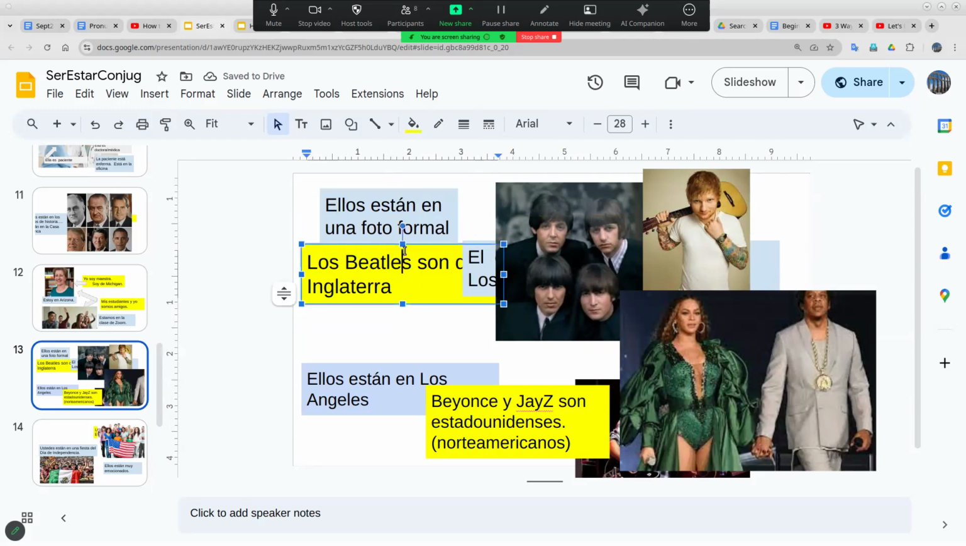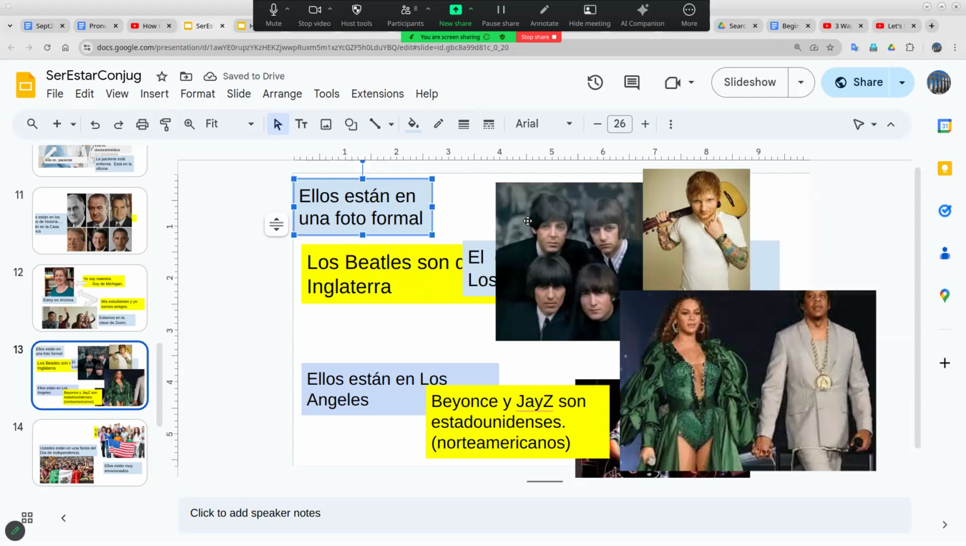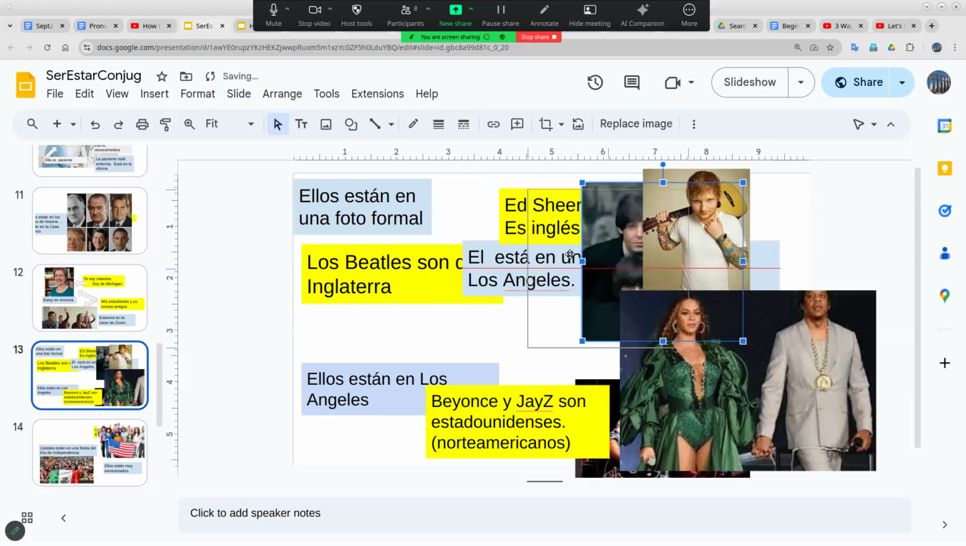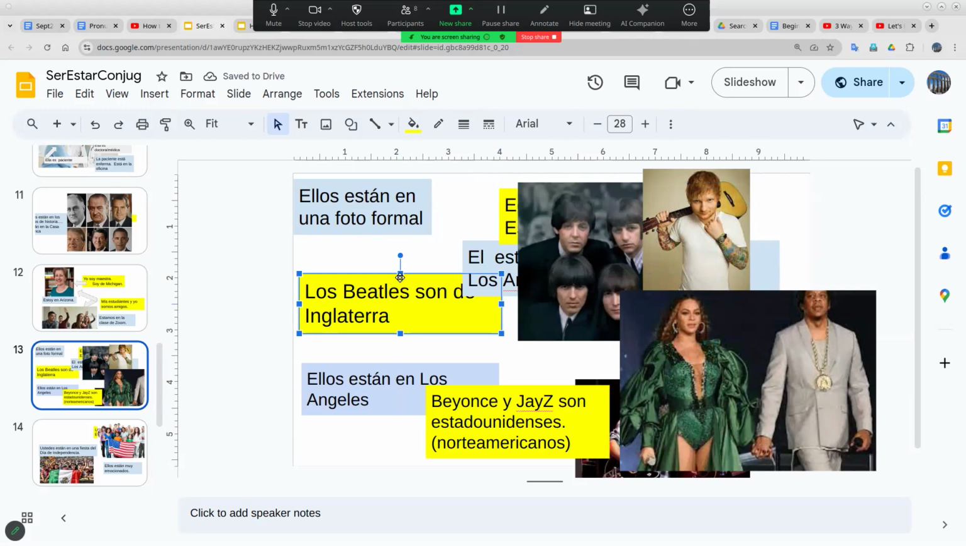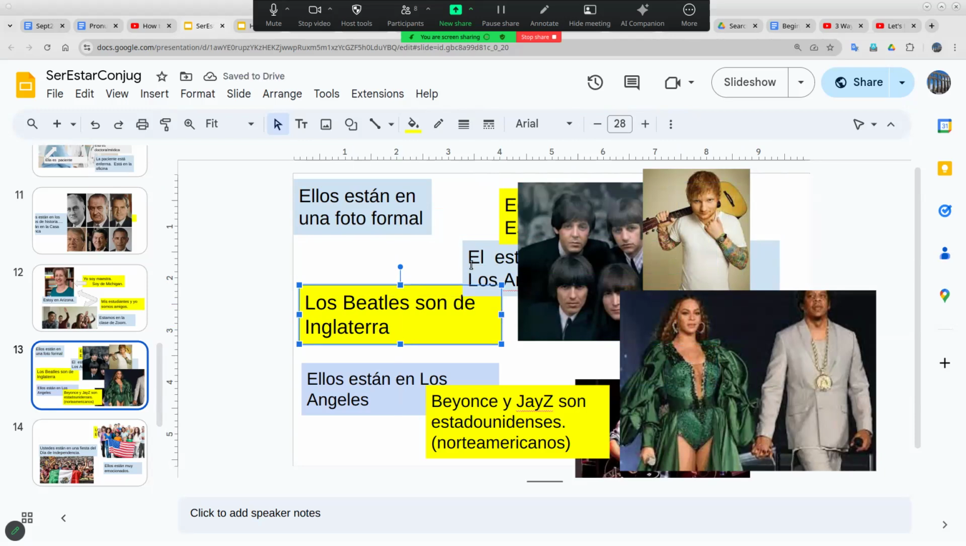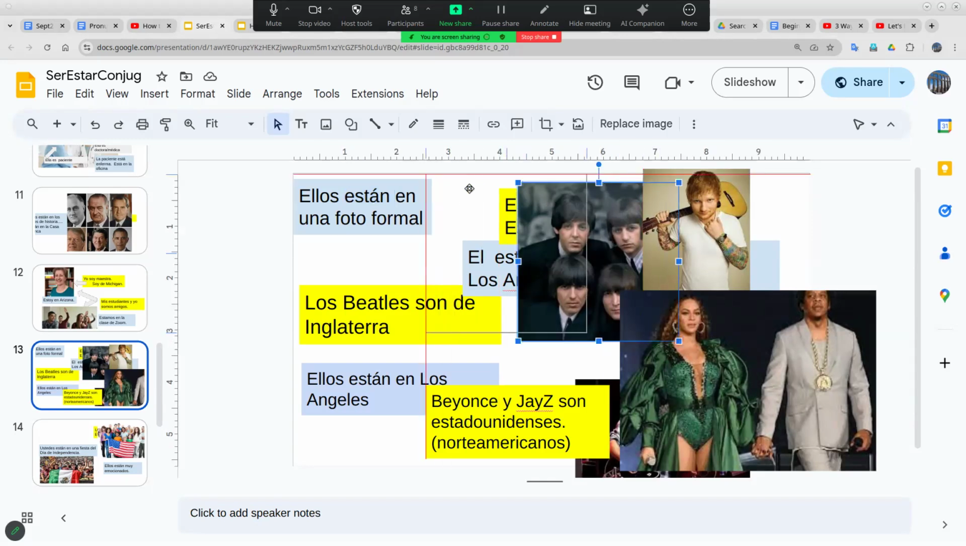But if I want to talk about a different kind of context, a ver. I changed my screen, so I'm having a hard time moving this. Come on, move box. Here we go. If I talk about where they are from, what country they are from, I need not estar, but ser. Los Beatles son de Inglaterra. De means of or from. Son de Inglaterra. Inglaterra es England. ¿Sí? Bien. Origin, son. Oh, they're inside a picture, kind of a location. I know. Estar. Bien, ¿sí? Vale. Okay.